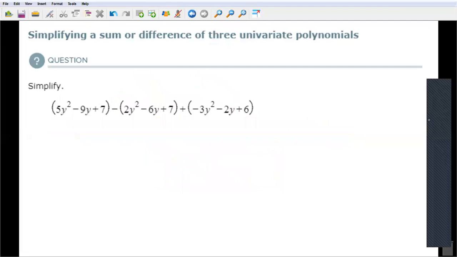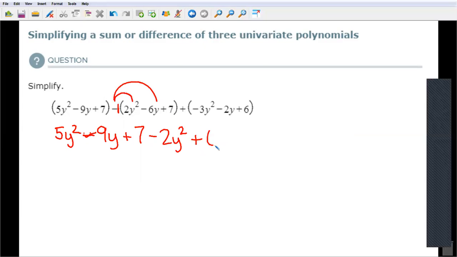Let's try one more. Same thing's going to happen here. This is very similar. The first polynomial does not change. You don't have to do anything with it. You just get rid of the parentheses. That's it. Now we've got a minus here, which means we're going to distribute a -1. So -1 times 2y squared is -2y squared. -1 times -6y is +6y. And -1 times 7 is -7.